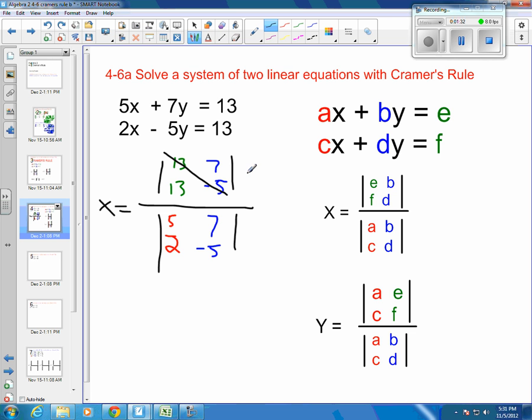So this is 13 times negative 5, which would be equal to negative 65. And 13 times 7 is 91. So that's minus 91. And on this one, we're going to multiply 5 times 5 is 25, so it's a negative 25 here. Minus 7 times 2 is 14.